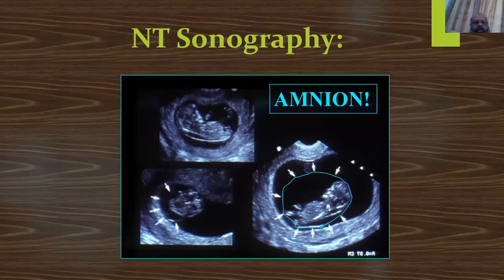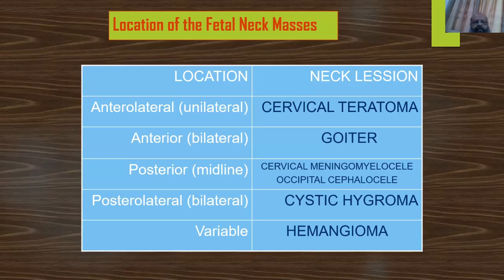This was about nuchal translucency. So, location of the fetal neck masses: the cervical teratoma is anterolateral, it can be bilateral. Goiter is anterior, it can be bilateral. Cervical meningocele and occipital cephalocele are posterior. Cystic hygroma is posterolateral, it can be bilateral. We can have hemangiomas which are variable.